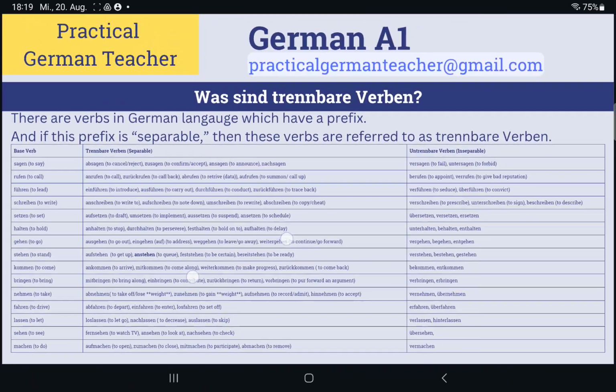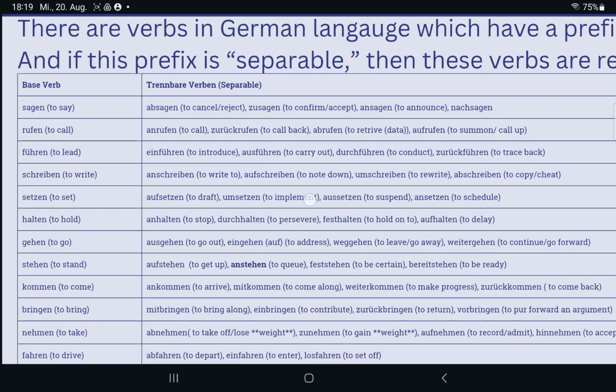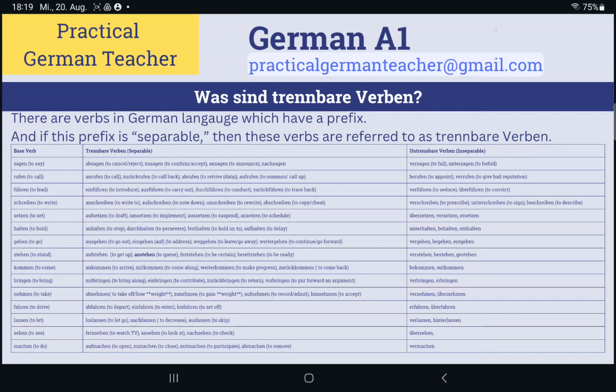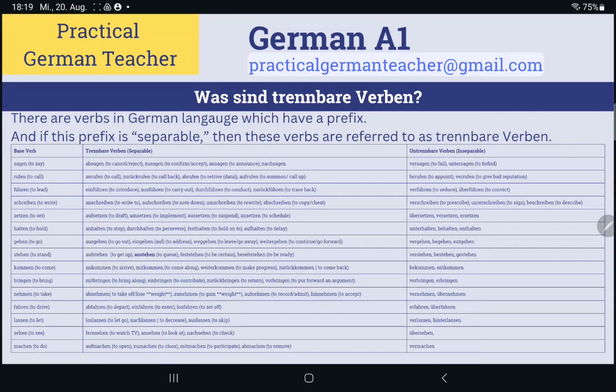Before I give you that answer, this slide is available. I want you to go through this slide on your own. The slide contains three columns. In the first part, it has a text. Let's just read the text. The question is: Was sind trennbare Verben? What are trennbare Verben?